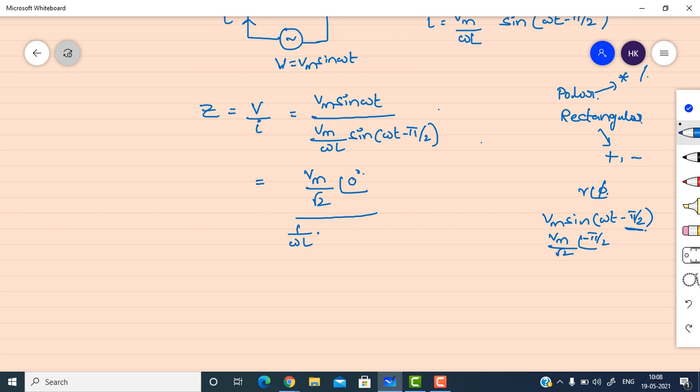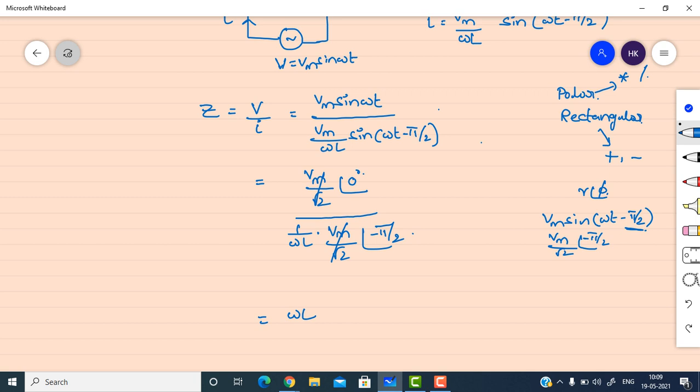We are performing division. Whenever we want to perform division on alternating quantities, you have to convert those into polar form. In the polar form only we can perform the division. So 1 by omega L into Vm by root 2 at an angle minus pi by 2. This is the polar form for this equation. Now Vm by root 2, Vm by root 2 get cancelled.